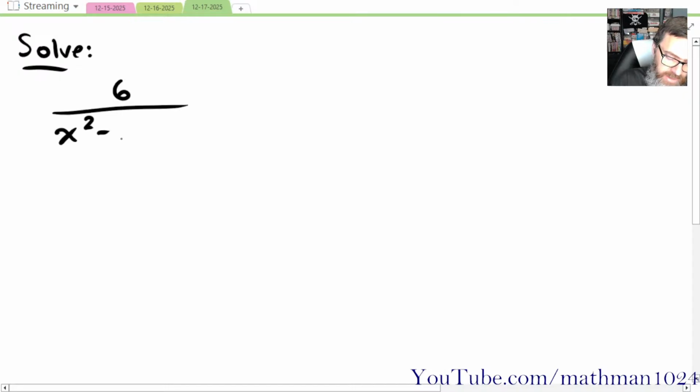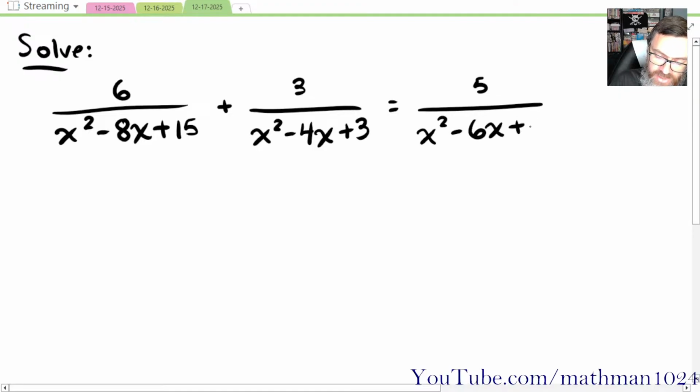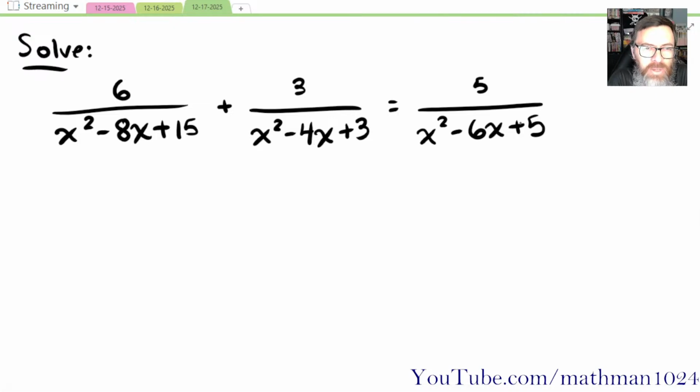6 divided by x squared minus 8x plus 15, plus 3 divided by x squared minus 4x plus 3, is equal to 5 over x squared minus 6x plus 5. Now, it looks like there's a lot going on here.